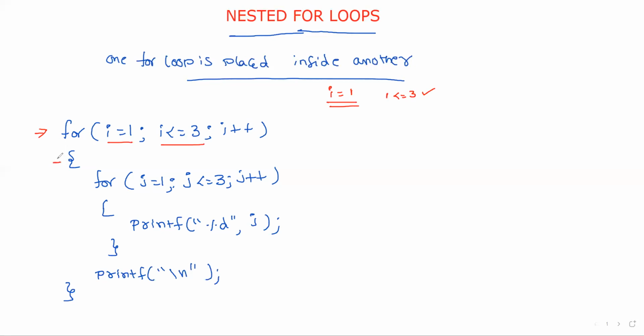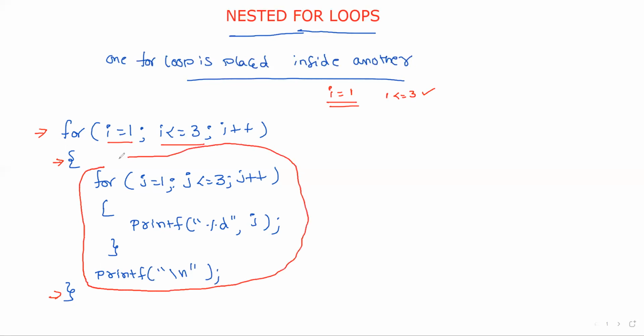Remember, this is the opening bracket and this is the closing bracket. This entire thing is considered the body of this for loop. Actually, this is called the outer for loop. So once we are entering into the body, again we are writing one more for loop. Here, again this for loop is executed.